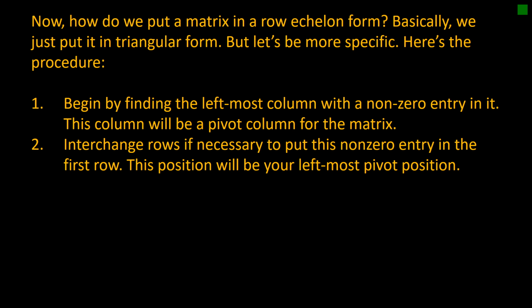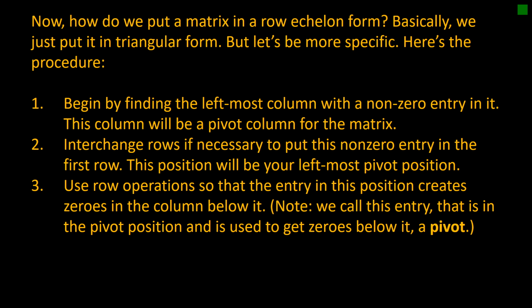And we interchange rows if necessary to put this non-zero entry in the first row. So I want a non-zero entry up there in the upper left-hand corner. This position will be your leftmost pivot position. Now what? Use row operations so that the entry in this position creates zeros in the column below it. And we call this entry that is in the pivot position and used to get zeros below it a pivot. So we take this first pivot and we use row operations to get zeros below it.